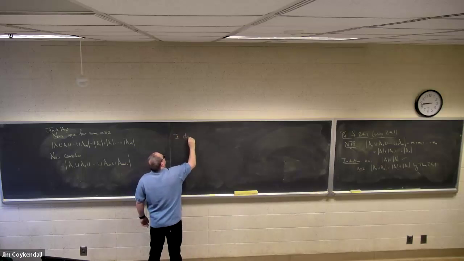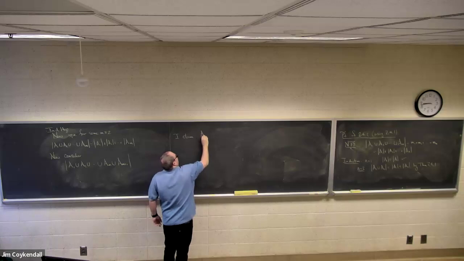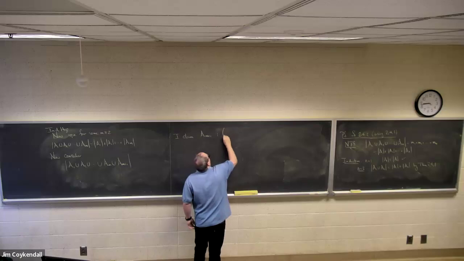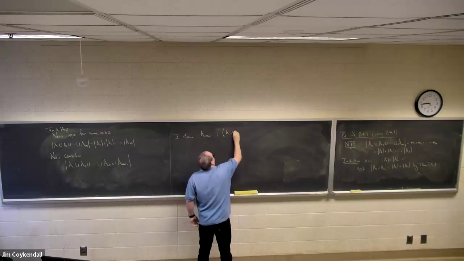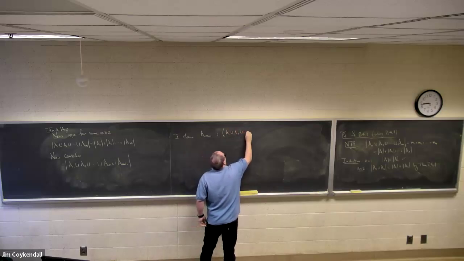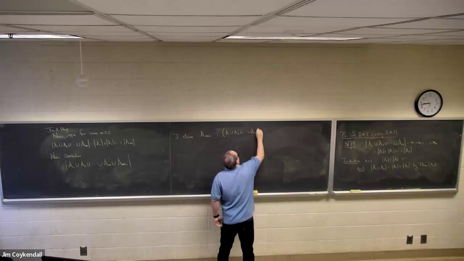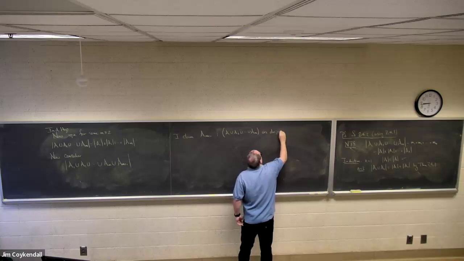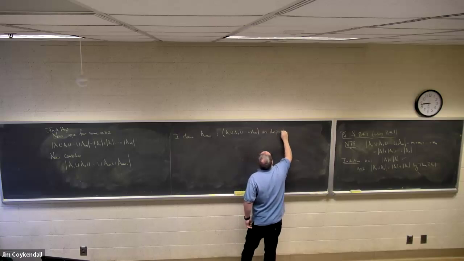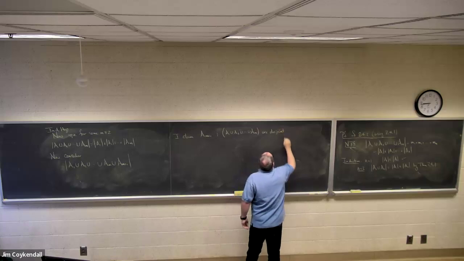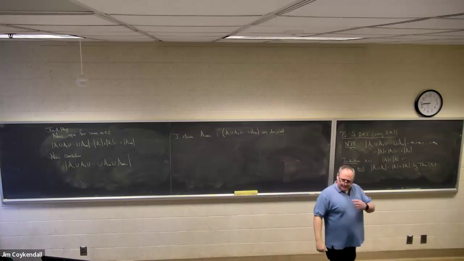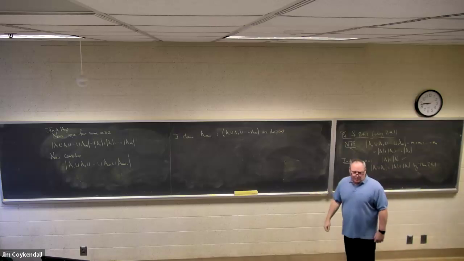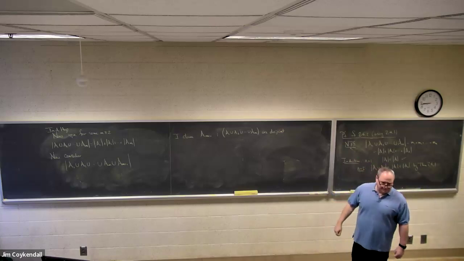I claim that A_{m+1} and A1 union A2 union through Am are disjoint. Anybody explain why this must be true?